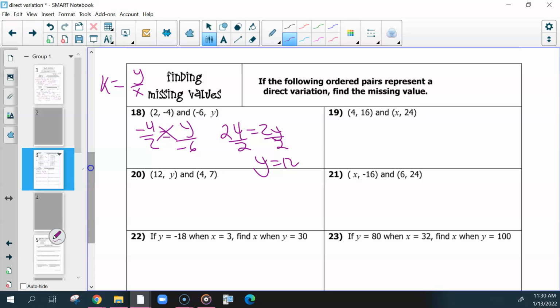For this one, because we know we can find K using Y over X, we're going to use that method, but a bit differently. It'll look somewhat similar to this, but not at the same time. We're going to take the numbers we know, so 6 and 24, and do 24 over 6, which we know is 4, to find just the value of K. Once we have that value of K, we can write our direct variation equation: Y equals 4X.